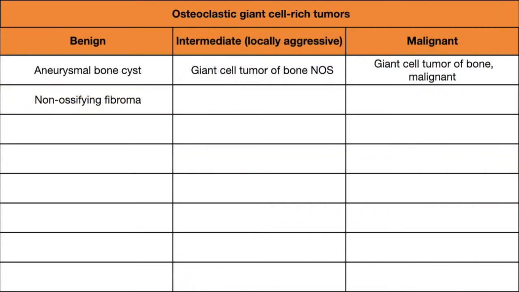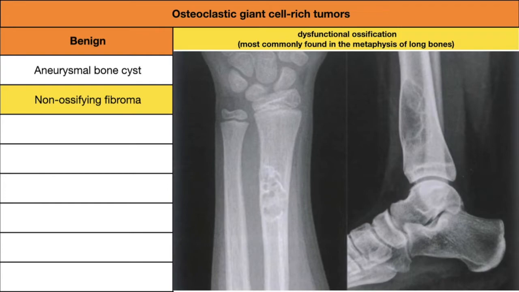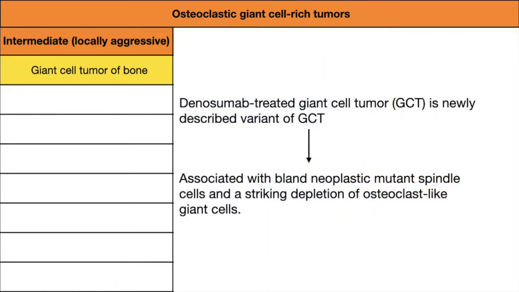Then the next category is osteoclastic giant cell rich tumors. In the benign category, we have aneurysmal bone cyst. They contain multiloculated blood-filled cystic spaces. Non-ossifying fibromas are dysfunctional ossification. Giant cell tumor of the bone are locally aggressive osteoclastic giant cell rich tumors of the bone composed of neoplastic mononuclear stromal cells with a monotonous appearance admixed with macrophages and osteoclast like giant cells.